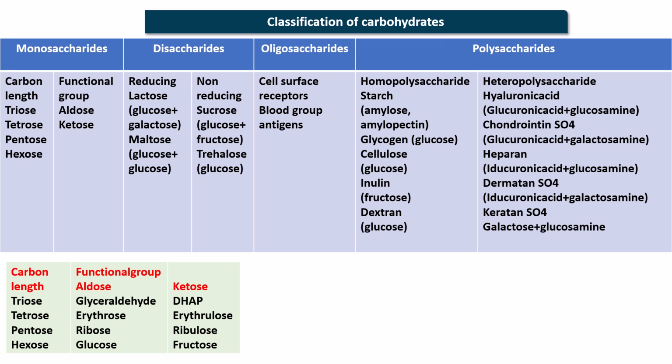Pentose have 5 carbon atoms. Aldopentose is ribose, and ketopentose is ribulose. Hexose represents 6 carbon atoms. Aldohexose is glucose, and ketohexose is fructose.